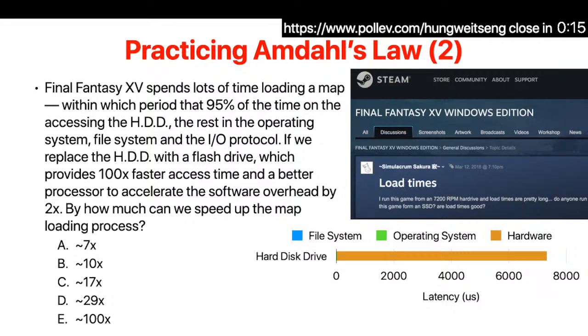All right, wrap up in 15 seconds. Five, four, three, two, one. Time is up. Okay, see what's after discussion.